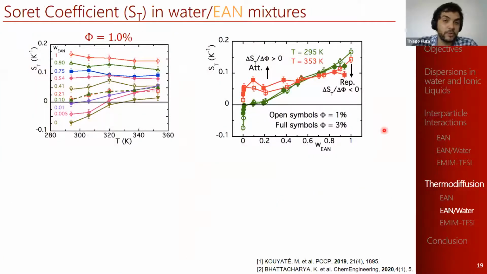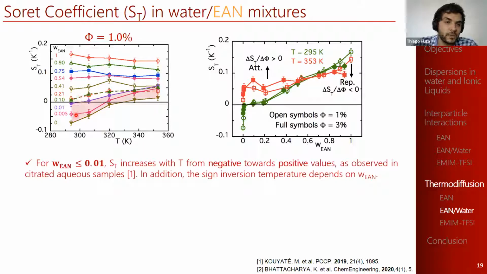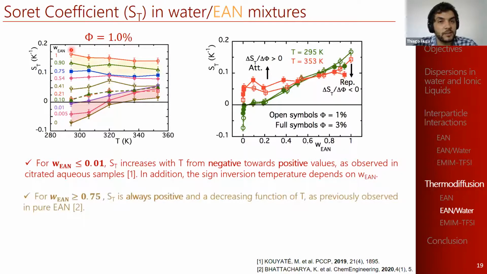So now talking about the Soret coefficient, we can see that we have different behaviors here as a function of the mass fraction of EAN and the temperature. In this first region, we can see that at low quantities of EAN, the Soret coefficient is negative and increases as a function of the temperature. However, in this lower end where EAN is more present, we see that the Soret coefficient is reducing with temperature and is always positive, which is the behavior that we would expect for a pure ionic liquid and the dispersion in pure water.